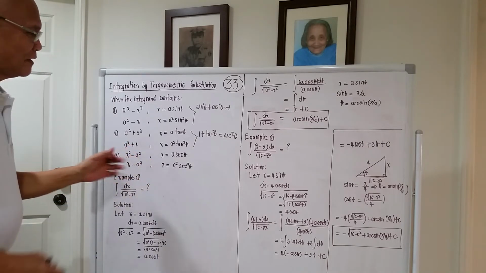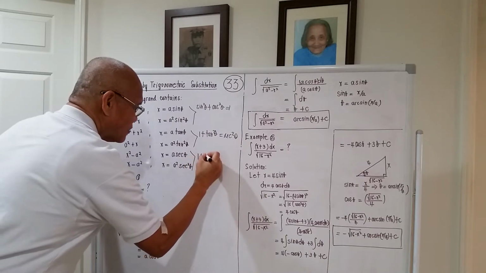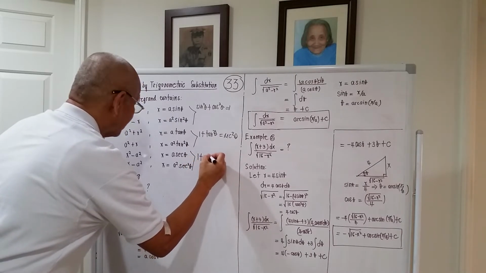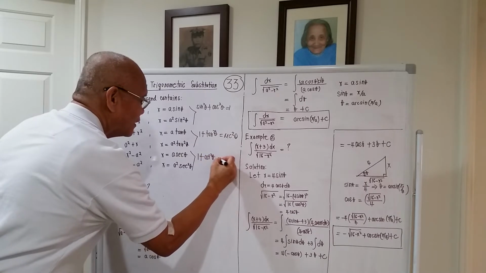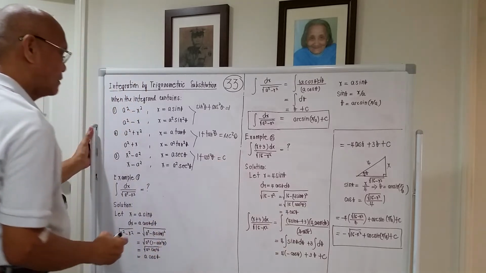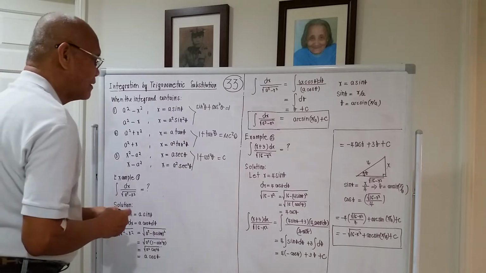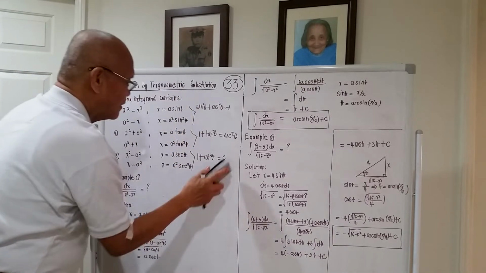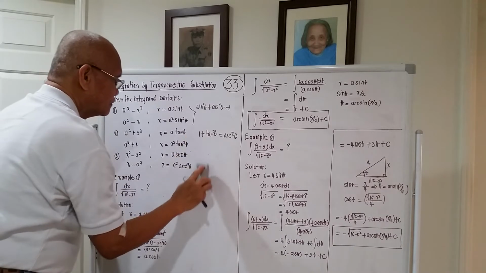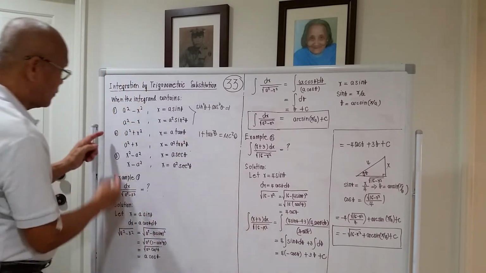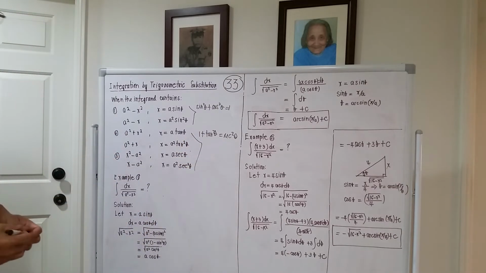The third one, 1 plus cotangent square of theta equal to, oh, sorry for this one. For variation number 2 and 3, we use this identity.